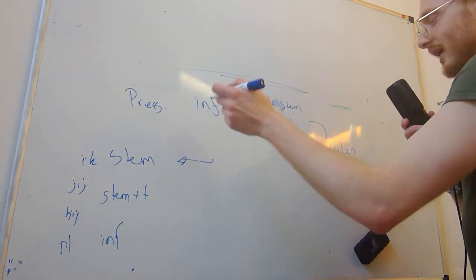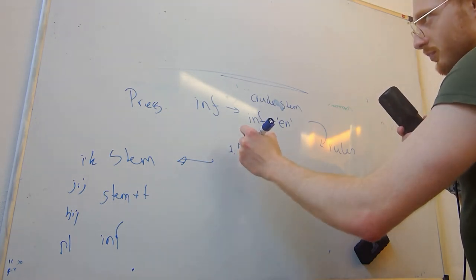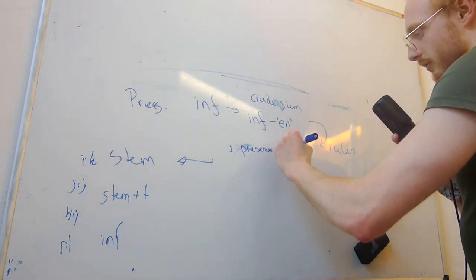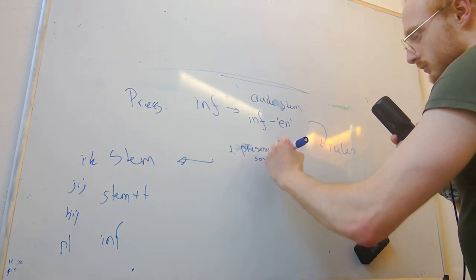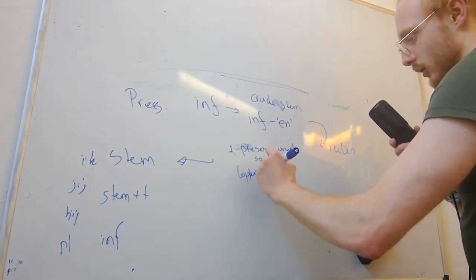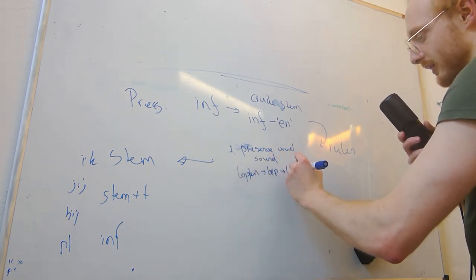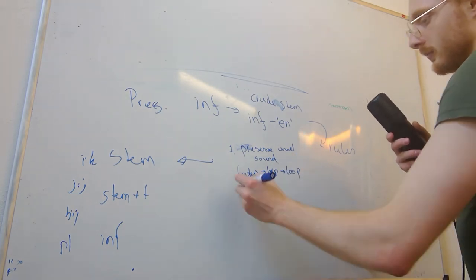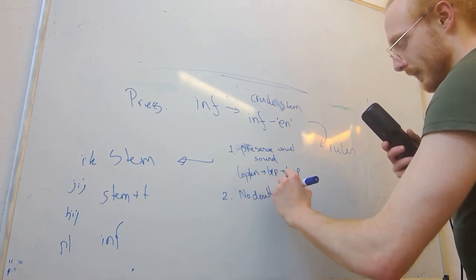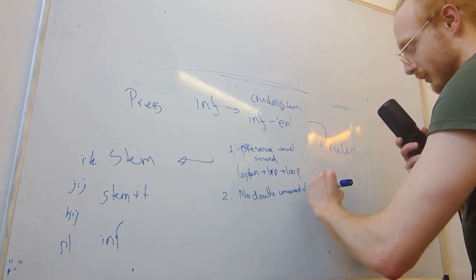And now these rules, what are the rules? At the end of the stem, we want to preserve the vowel sound. So if we have lopen and if we chop off en, we get lop, which sounds different. Lopen, lop. And so we want to preserve that and add an extra o back in. Lop. We don't want double consonants or vowels if we don't need them.